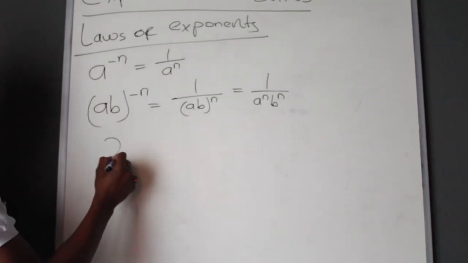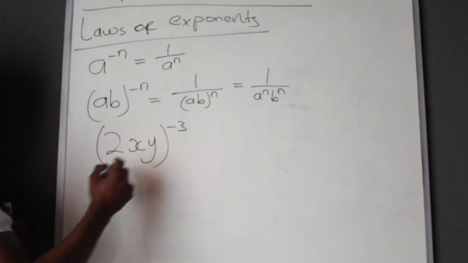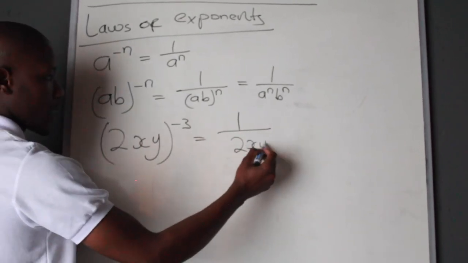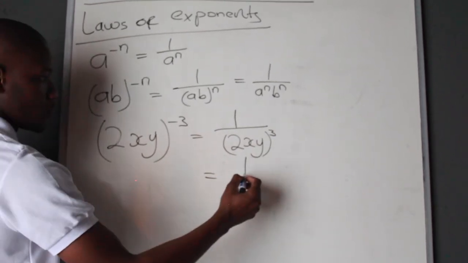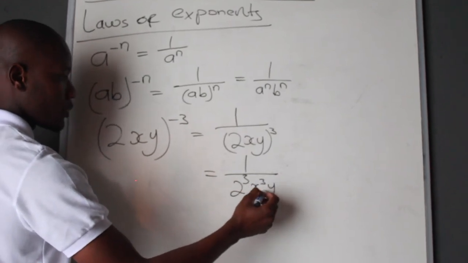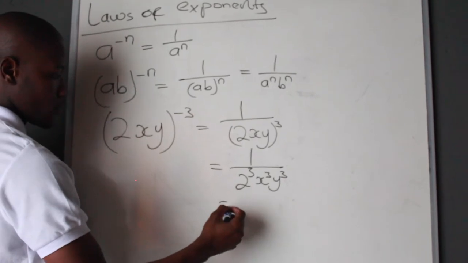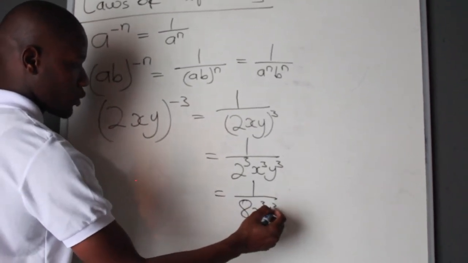Example, if we have (2xy) all to the power negative 3, it is going to be 1 over (2xy) all to the power 3, which is equal to 1 over 2 to the power 3, x to the power 3, y to the power 3. 2 to the power 3 is 8, so it's 1 over 8x cubed y cubed.